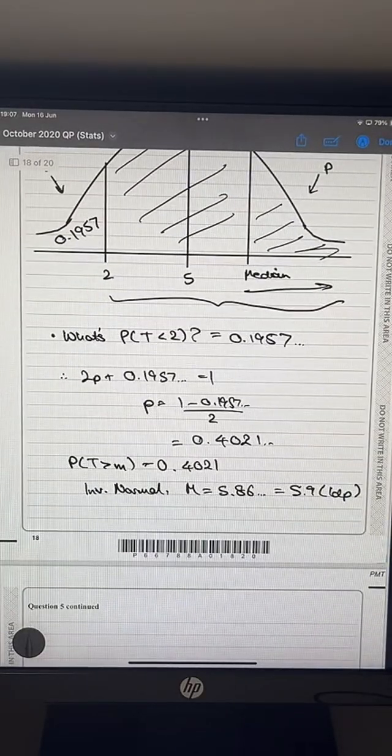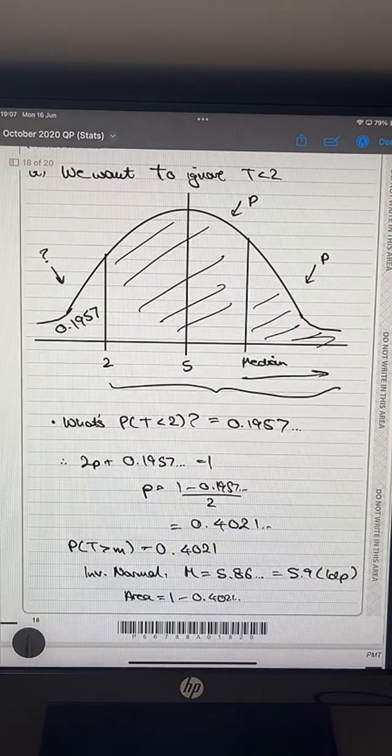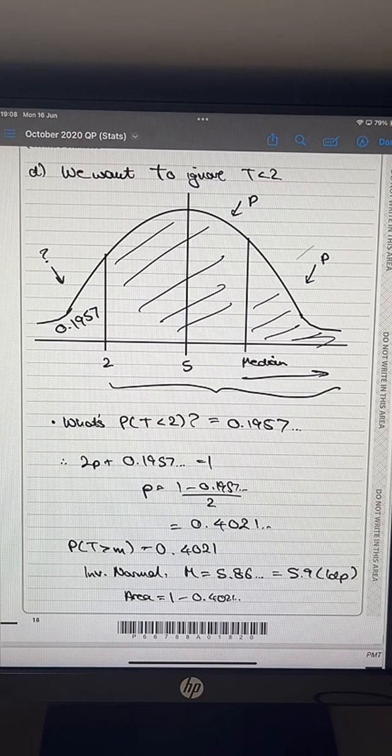Because when you input this in your calculator, by the way, the area would be equal to 1 minus this value here, 0.4021, because it's always less than, that's what it finds. So this is how you would do this question. It's not a lot of working for 5 marks, but it's a very technical, involved question.